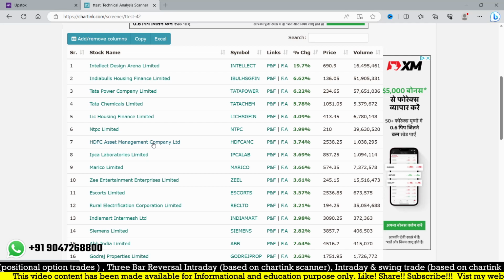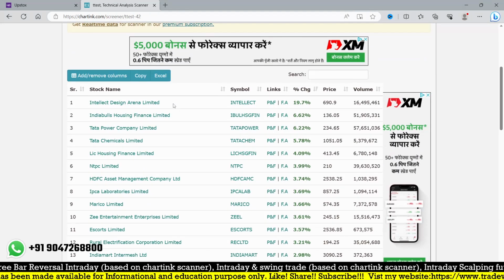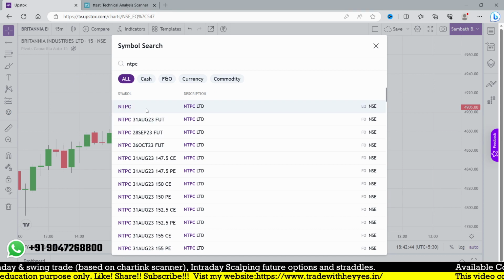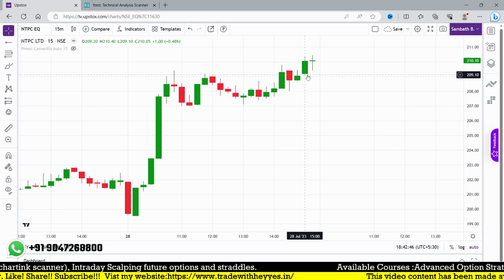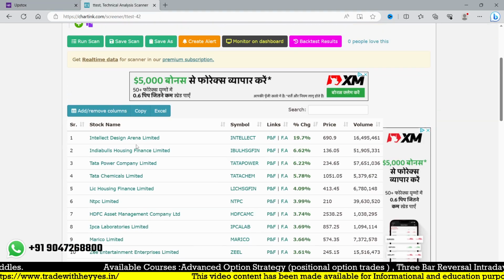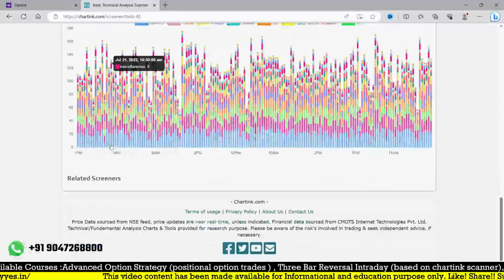So the minus 15 minutes which you used, okay, so maybe the previous candle. Let me go for NTPC. Previous 15 minute candle, but we don't have time to continue. Okay, so let me go for one more thing. So maybe any stock which is happening.